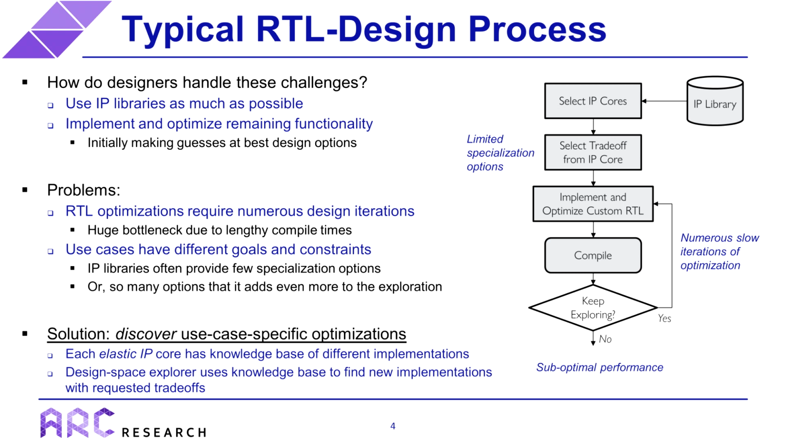So our proposed solution to these problems is to automatically discover use case specific optimizations with what we call Elastic IP. So with Elastic IP, each core has a knowledge base of different implementations that get combined with a design space explorer that leverages this knowledge base to discover new implementations with requested trade-offs and constraints.